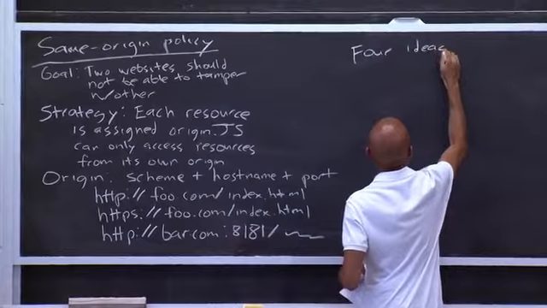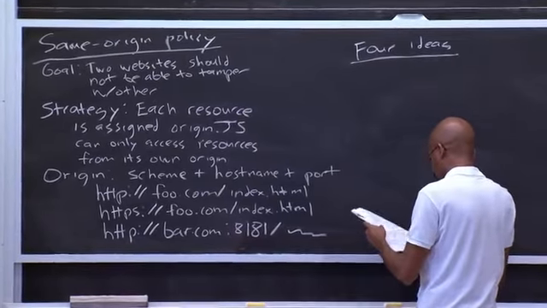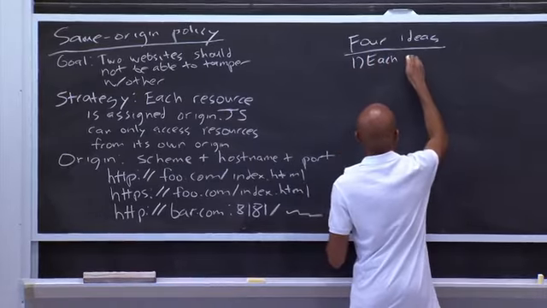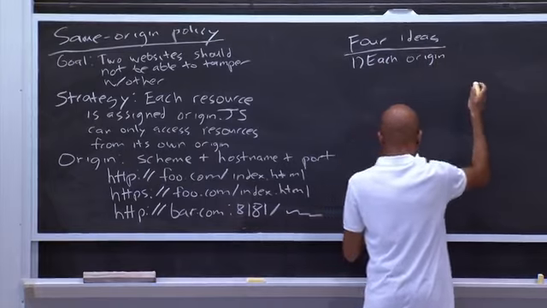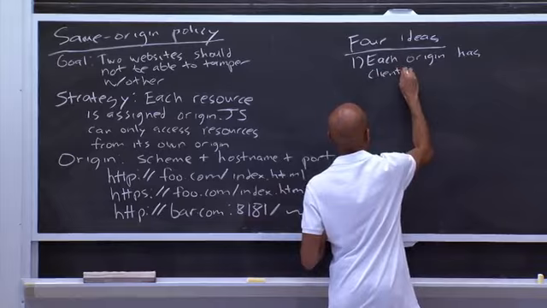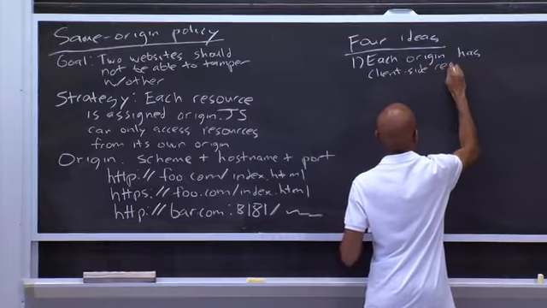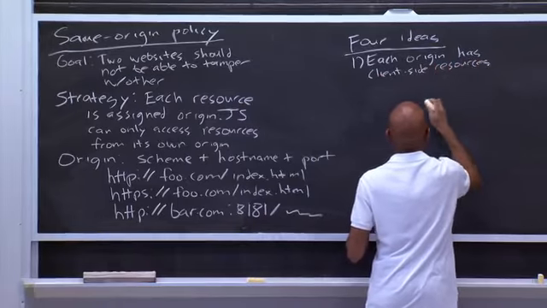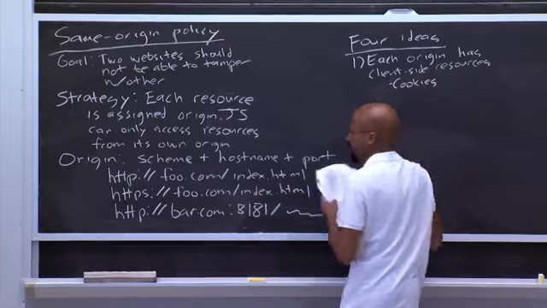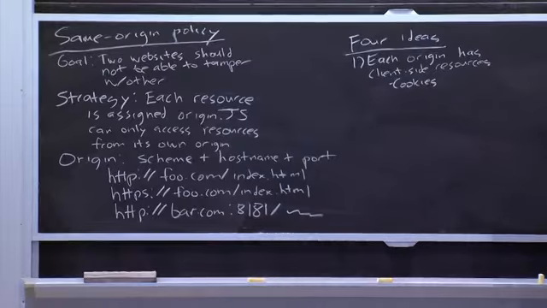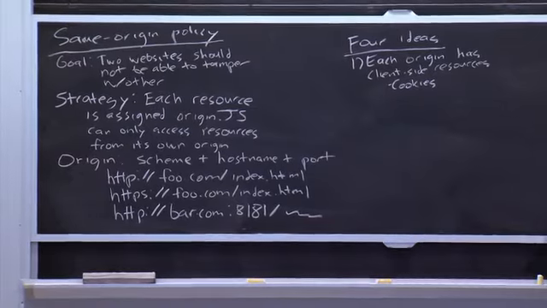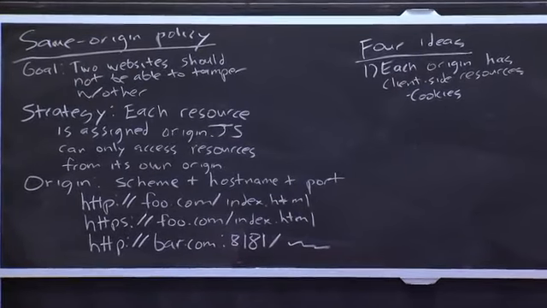So there are 4 basic ideas behind the browser's implementation of the same origin policy. So first idea is each origin has client-side resources. And so what are examples of those resources? Things like cookies. Now you can think of cookies as a very simple way to implement state in a stateless protocol like HTTP. Basically, a cookie is like a tiny file that's associated with each origin. We'll talk about the specifics of this in a bit.